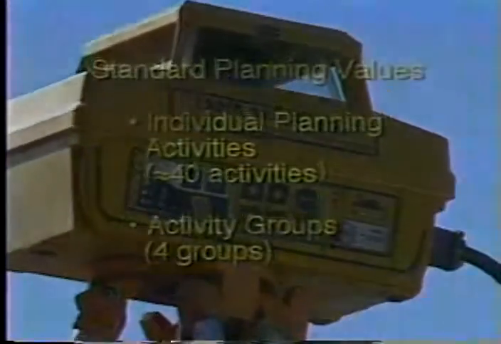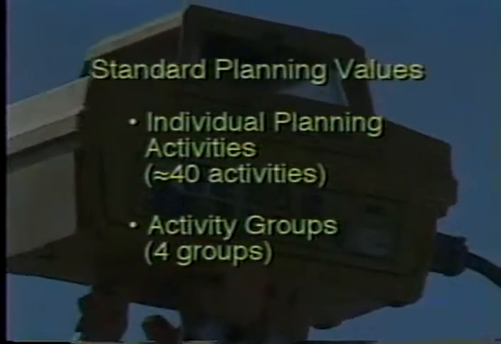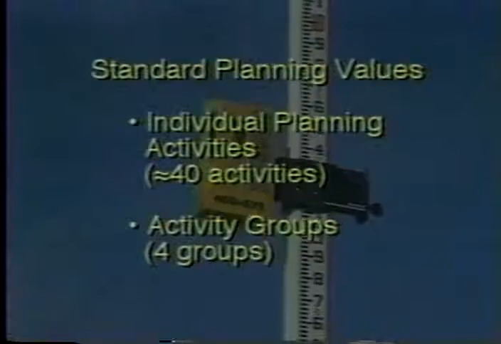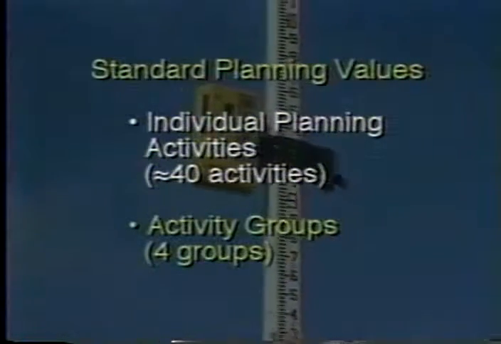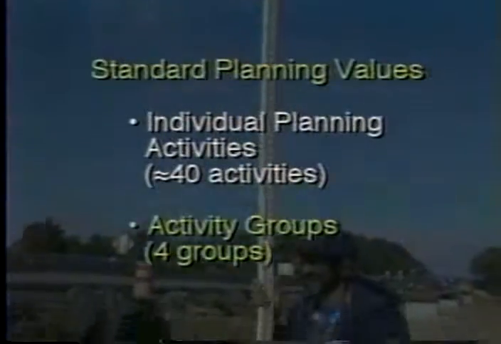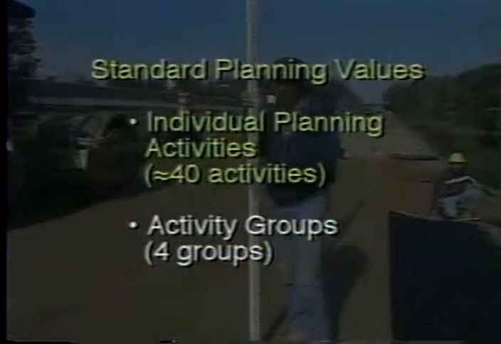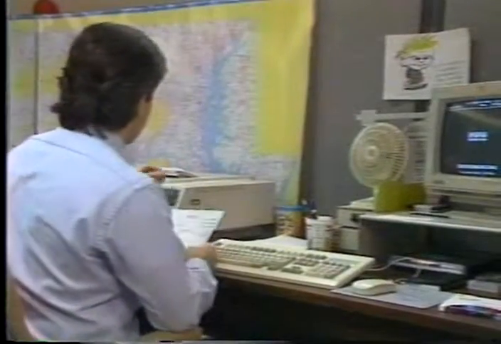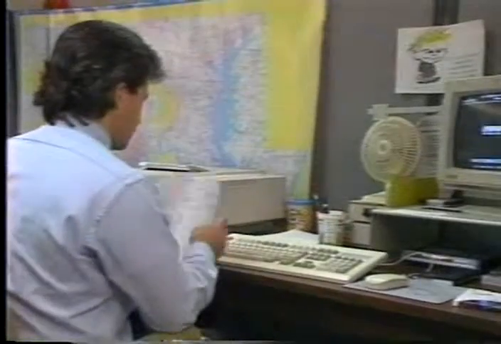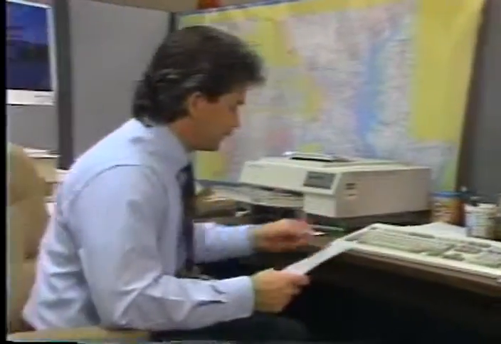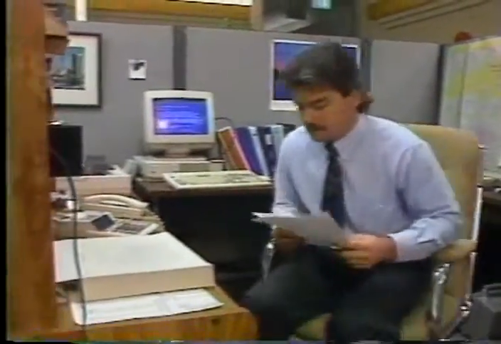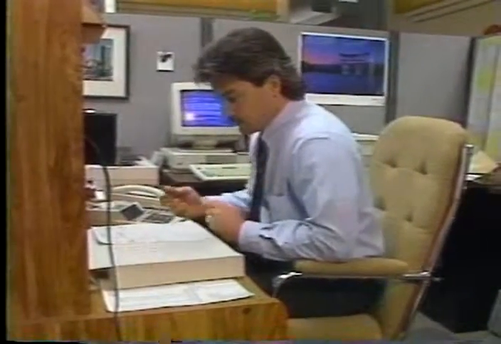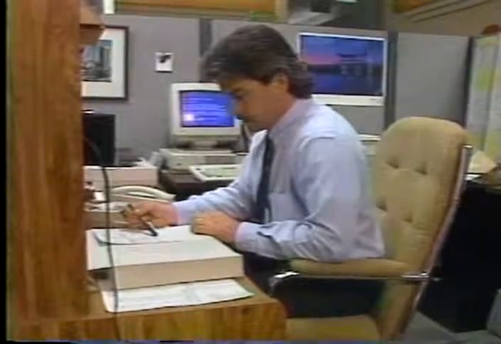Two sets of standard planning values are typically used in planning. The two sets of standards are for individual activities, approximately 40 activities, and activity groups, 4 groups. The accuracy of the planning values varies with the degree of sophistication in defining construction management activities and the data available about the contracts or construction programs.